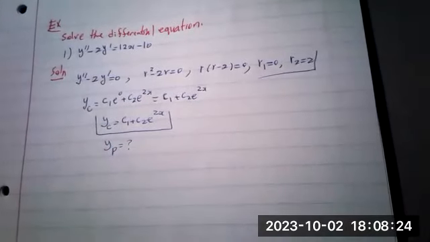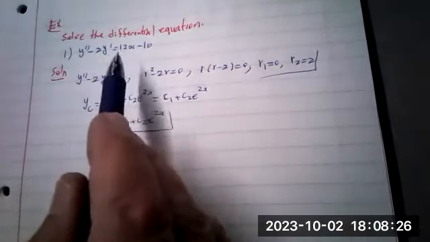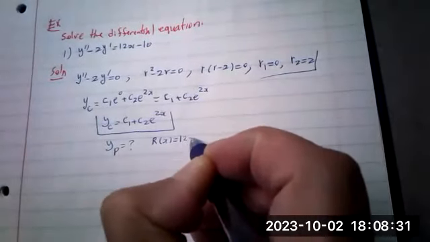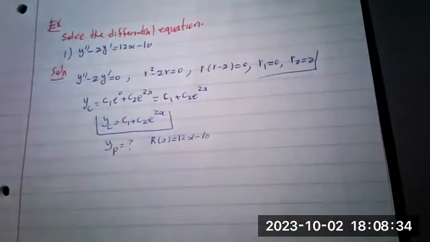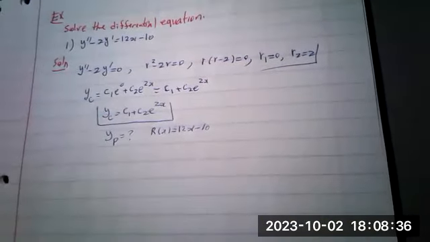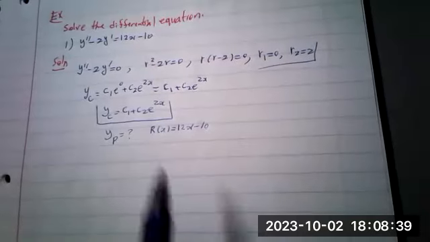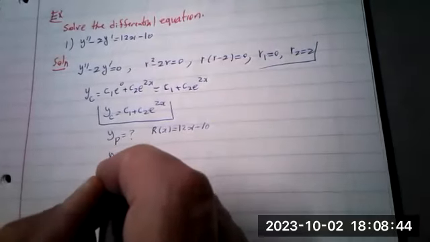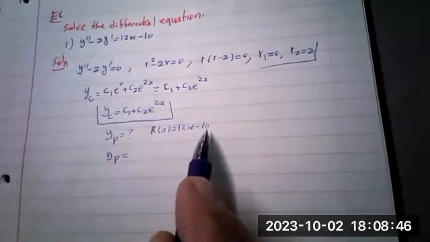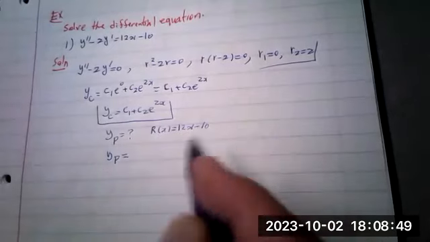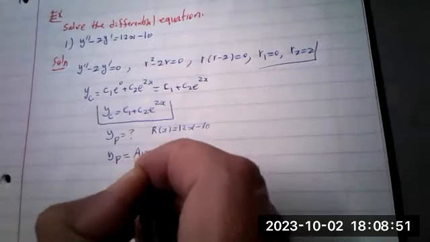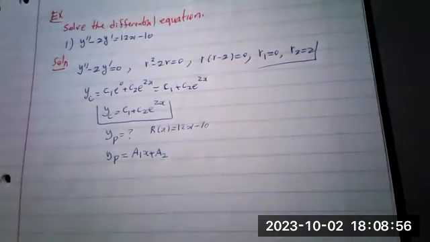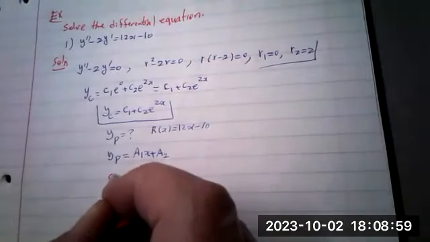In order to get the yp, as you can see, the coefficients are constant and the function r of x is a polynomial. So we can use undetermined coefficients. Since r(x) is a polynomial, create a polynomial yourself. yp is a polynomial of the first degree, make one. It's going to be a1x plus a2.